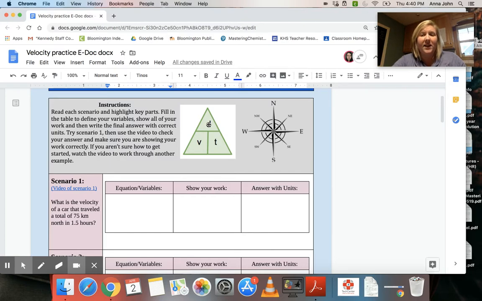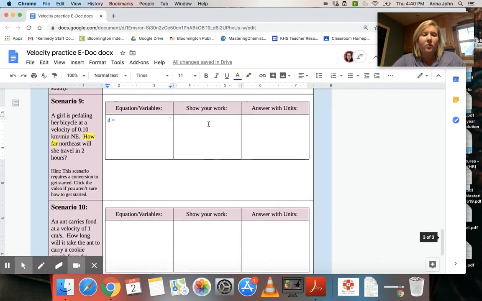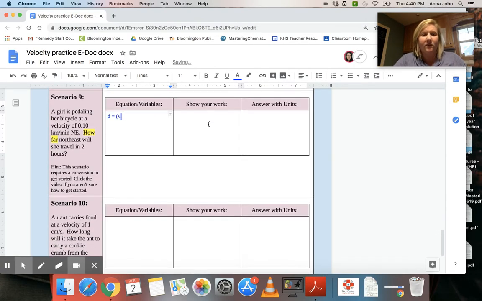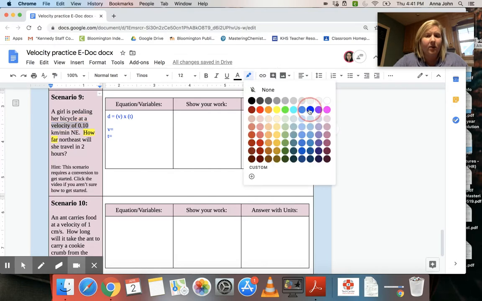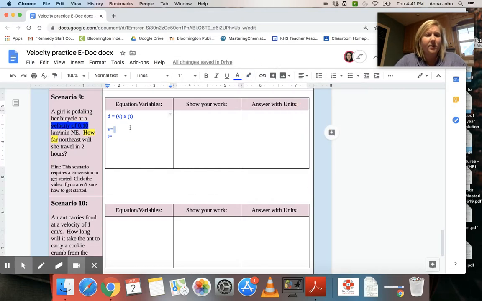What you're left with is your equation. I'm left with v and t next to each other, which means I'm going to multiply them. So I'm going to take v times t. To solve this problem, I need a velocity and a time. Going back to my problem, it says the girl is bicycling at a velocity of 0.10 kilometers per minute, and she's going to travel for 2 hours.